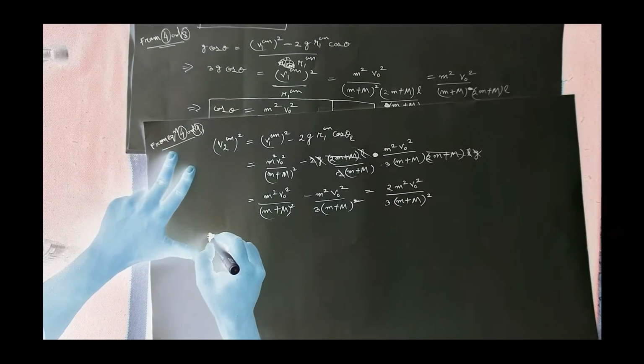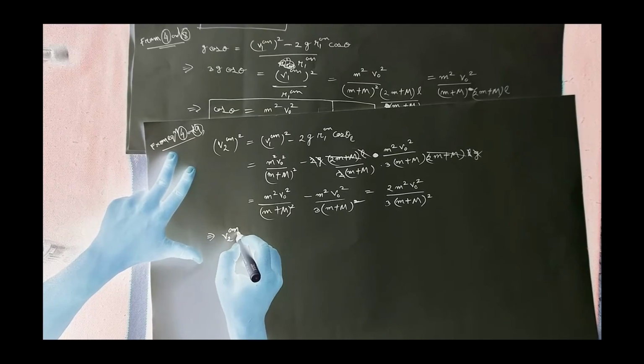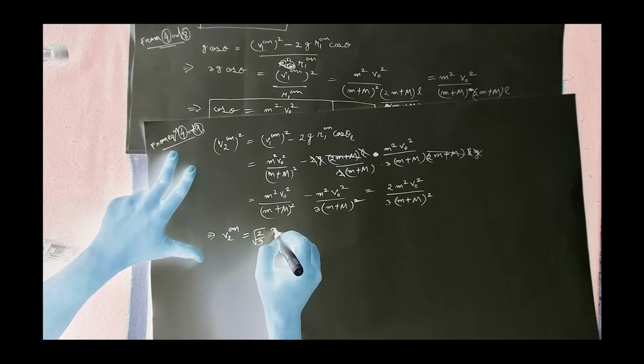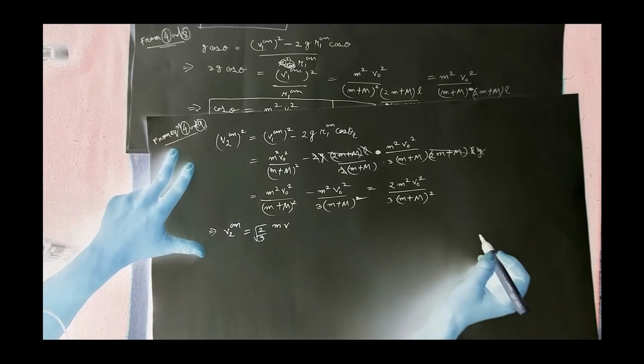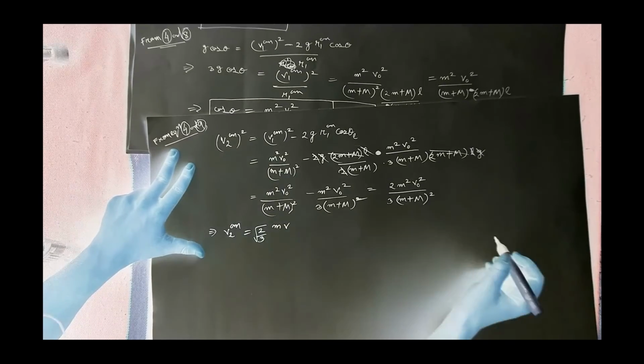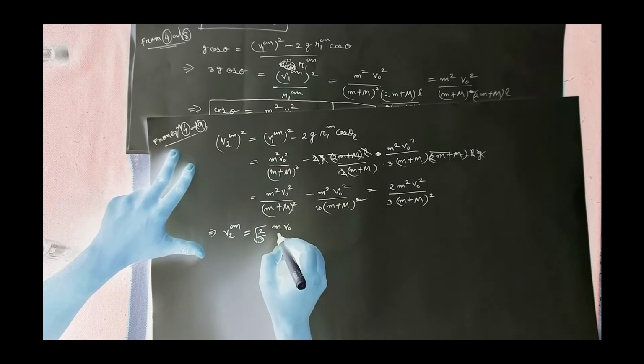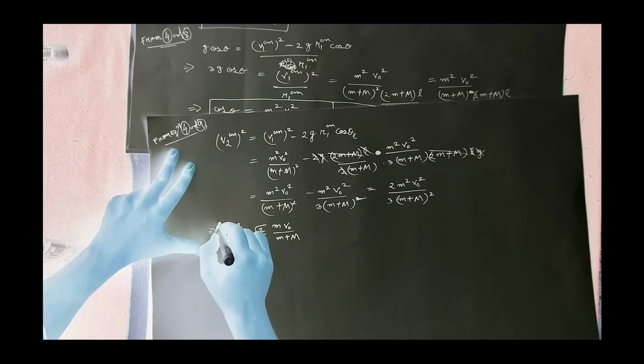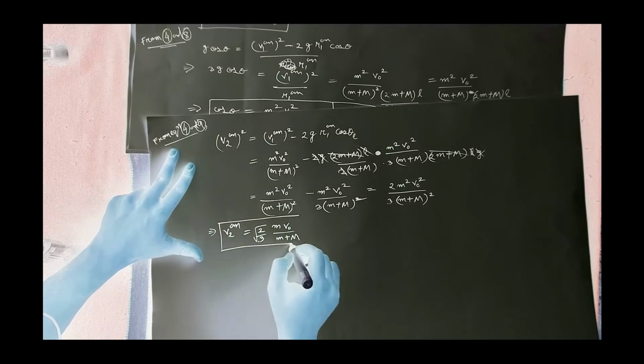So the value of v2 cm is how much? Root over of 2 by 3 m b naught by small m plus capital M. This is the value of v2 cm.